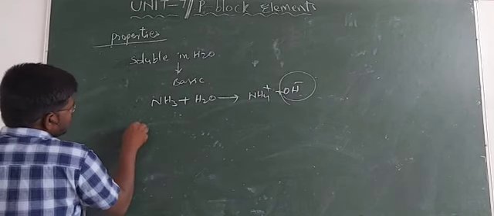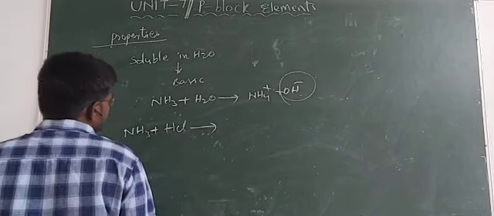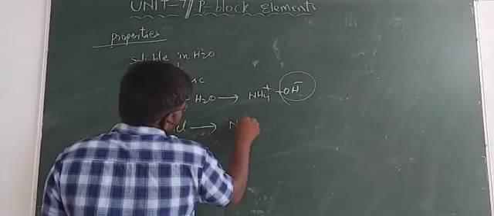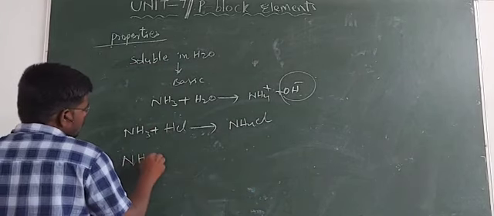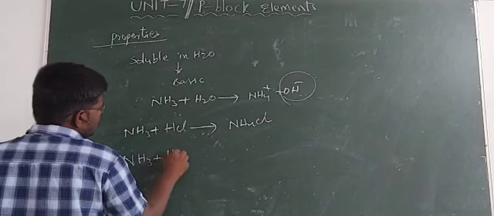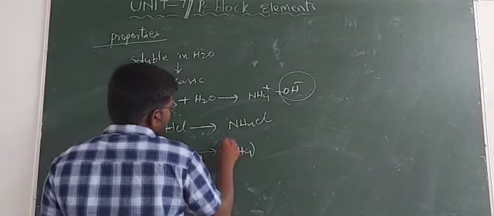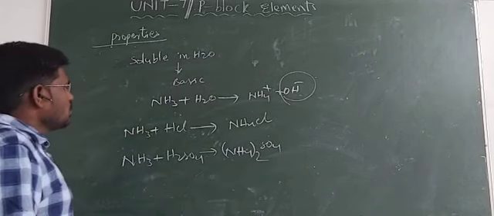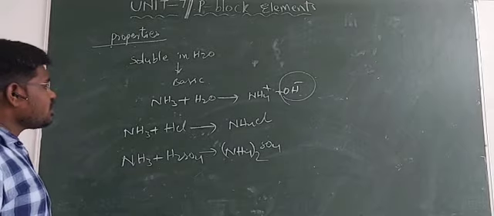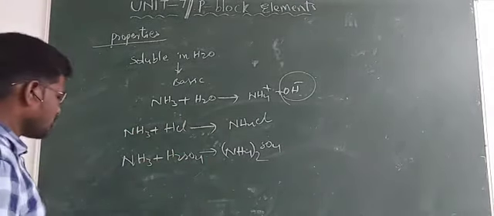Example, let me take NH3. When it is allowed to react with HCl, it gives NH4Cl, ammonium chloride. And second example, when ammonia reacts with H2SO4, we get ammonium sulfate, (NH4)2SO4. So when ammonia reacts with acids, we get ammonium salts, right?